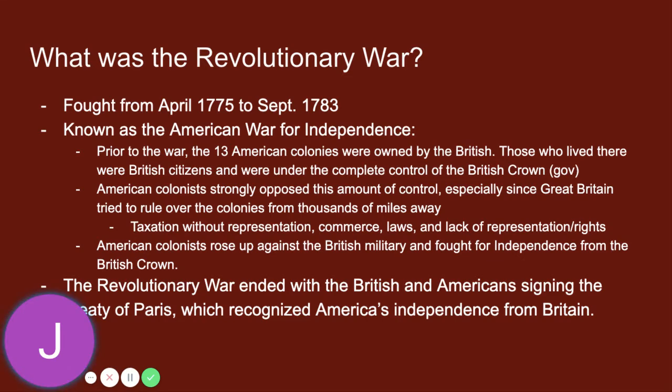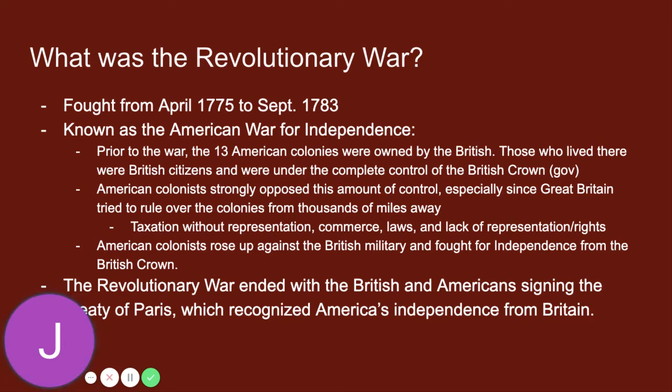Those who lived here were British citizens and were under the complete control of the British Crown, or in other words, the British government. American colonists strongly opposed this amount of control, especially since Great Britain tried to rule over the colonies from thousands of miles away. And this was done through taxation without representation, commerce, laws, and lack of representation/rights. We will get into all of these later in the presentation, so don't worry if you don't understand what those words mean just yet.